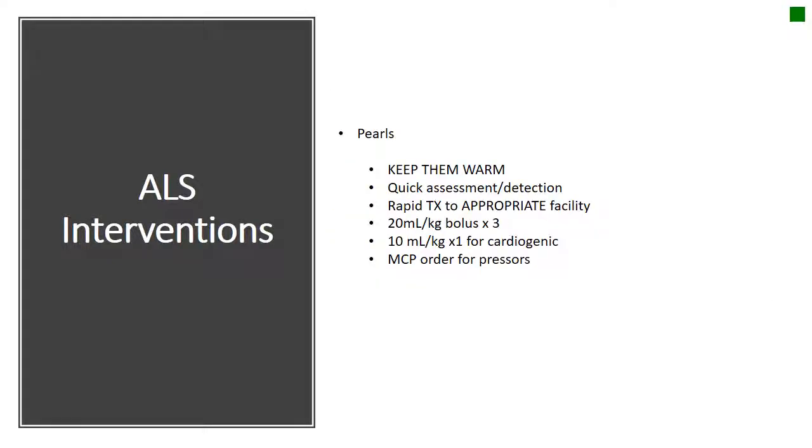So in conclusion, as pearls for treatment, simple stuff, same way as adults. Going to keep them warm, layer them up in blankets, turn the heat on in the back of the ambulance. Quick assessments and detection, and then quick interventions. So give 20 per kilo, a bolus up to a dose of 3 of that for 60 milliliters per kilo. If it's cardiogenic shock, you only want to give one bolus of 10 per kilo, and contact MCP for orders or other interventions. Thank you.